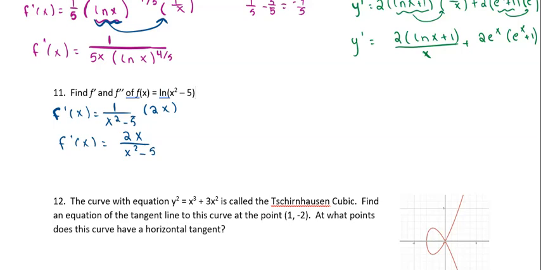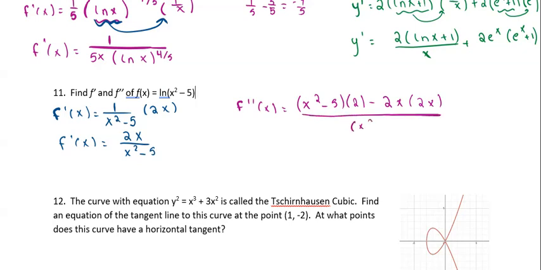Right, well, we got that part. That wasn't so bad. But now we need to figure out our second derivative. If we need to figure out our second derivative, well, we've gotten rid of the natural log, so that helps a little bit, but we need to do our quotient rule. So for our second derivative, it's going to look like the bottom times the derivative of the top. The derivative of 2x is 2. And then the top times the derivative of the bottom. The derivative of x squared minus 5 is 2x. All over the denominator squared.